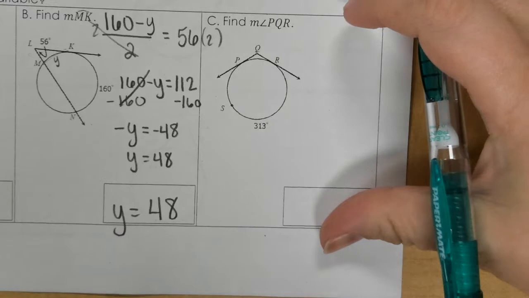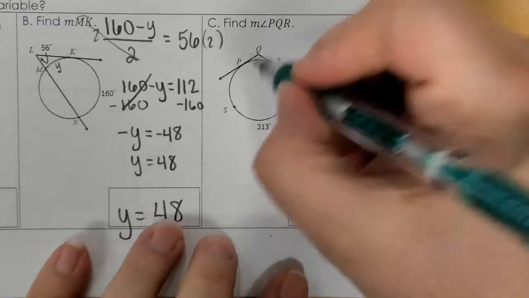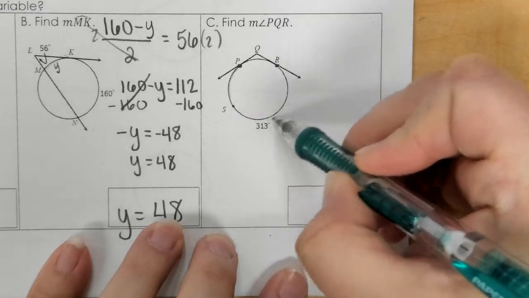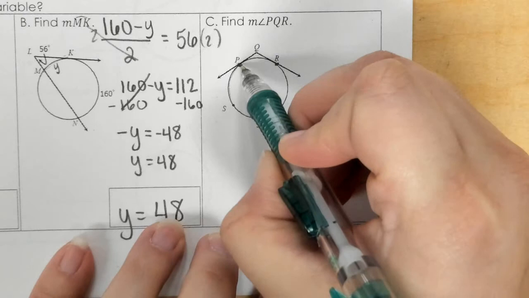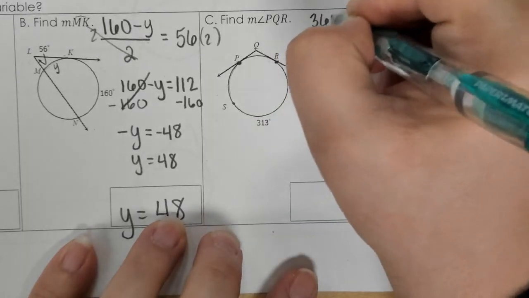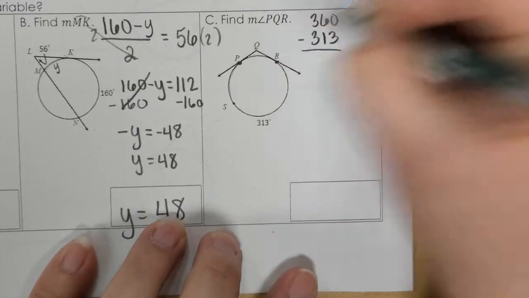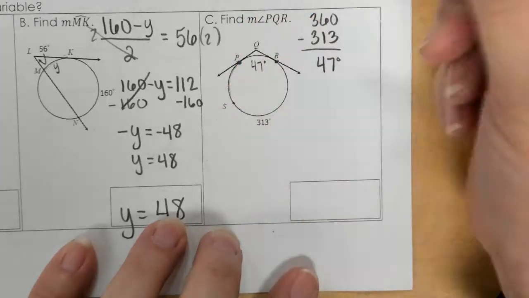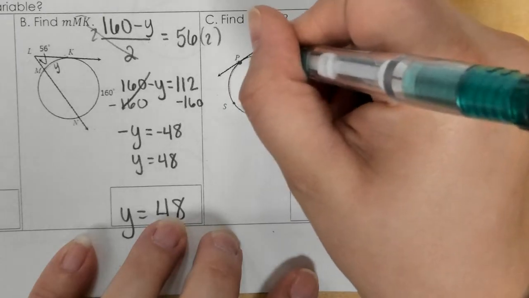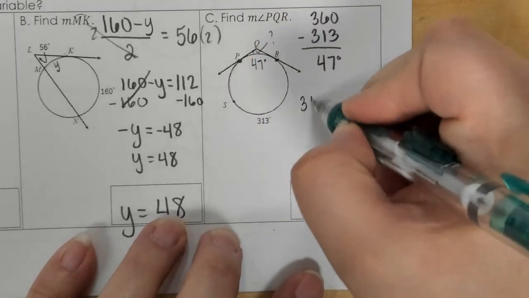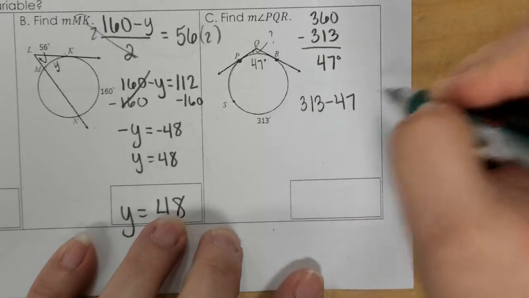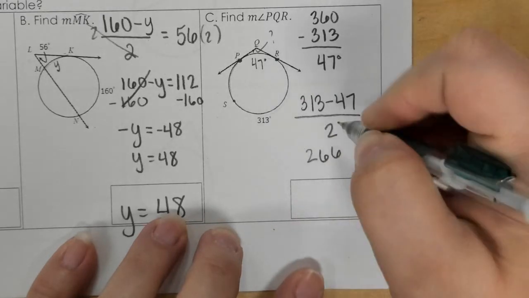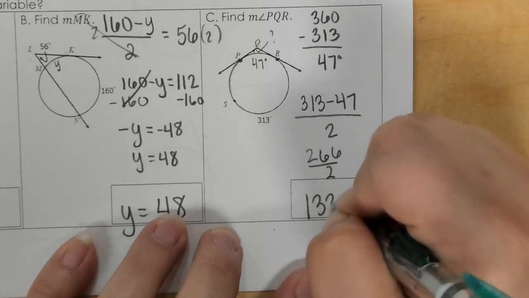In letter C, it says find the measure of angle PQR. In this one, just because of how the angle measure is, you have point P and point R. This entire arc is 313 degrees. So to find the small arc, I would do 360 minus 313, and that gives me 47. So this little arc is 47, but I still have to find that angle. So I would do 313 minus 47 divided by 2, and that gives me 266 divided by 2, and that's 133 degrees.